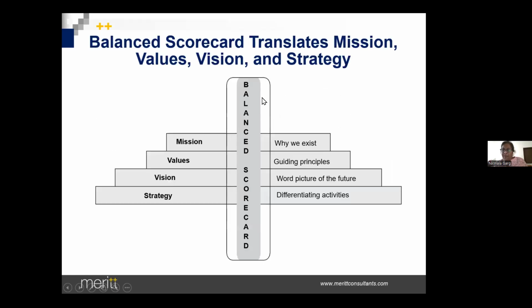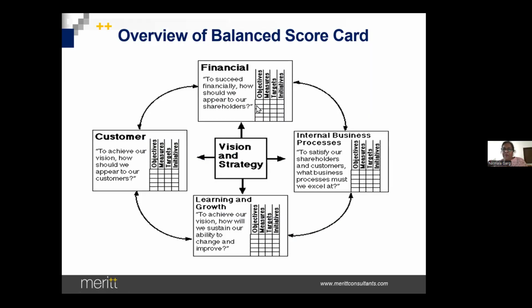In every parameter, we'll have objectives, measures, targets, and initiatives, which will cascade down so that we are able to track. We are tracking not just in one perspective, but on all four perspectives at every level. Even at an individual level, sometimes you will have all four perspectives.